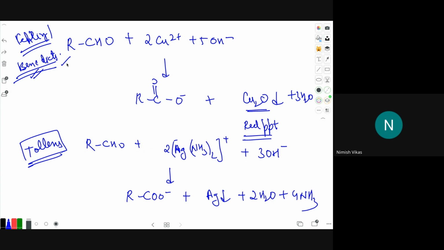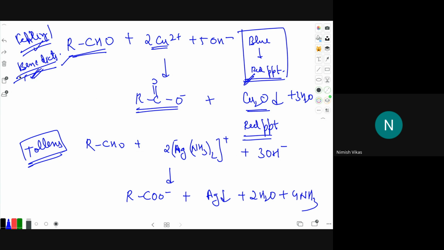Okay. This is given in NCERT also, you can remember, but you should know that in both the cases, RCHO is converting into RCOO negative. I am saying the observation is the same. Here also we'll get red precipitate, and in Benedict's and Fehling's also we're getting red precipitate. The starting will be a blue solution, and the blue solution will turn into red precipitate. But some difference will be there in Benedict's and Fehling's since we are naming them separately. Otherwise, we would have named it the same. So the reaction will remain the same.